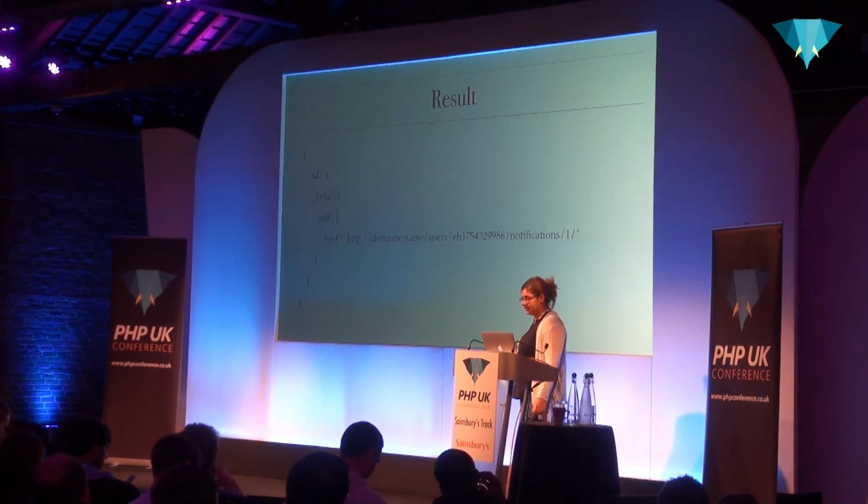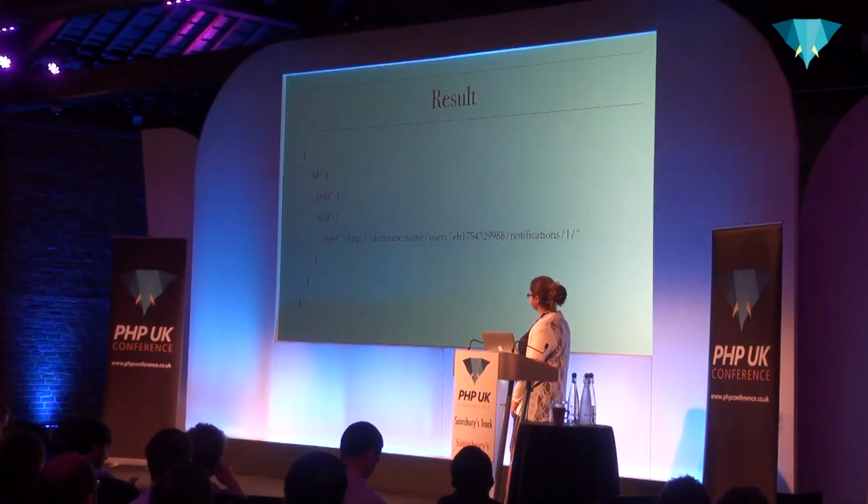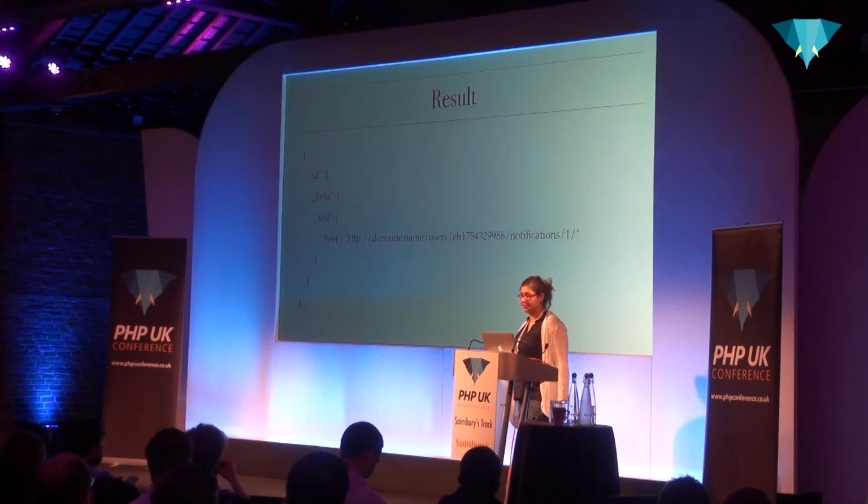The result looks like this. I have my object. Here I'm exposing only my ID. Here you see the ID 1. And I have the underscore links, self, and my beautiful URL.